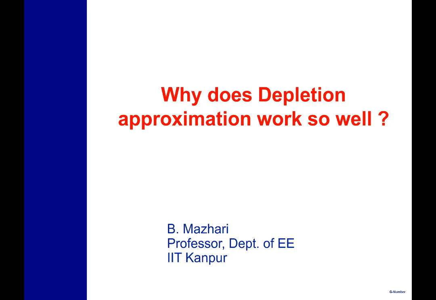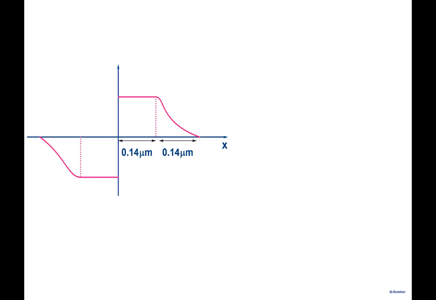Depletion approximation, you know we make it in p-n junctions, metal semiconductors, very common approximation. Why does it work so well? So, let me show you something here. It's not, right now, no depletion approximation. I'm showing you a graph.